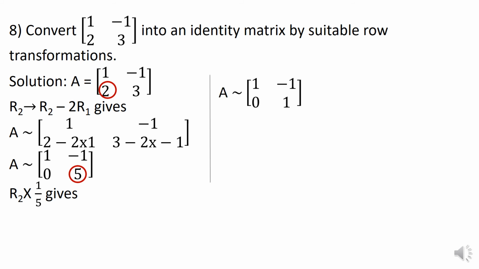The next step, convert minus 1 into 0. So this can be done by doing R1 plus R2. So 1 plus 0 is 1, and minus 1 plus 1 we get 0. Thus A has been converted into an identity matrix by doing row operations.